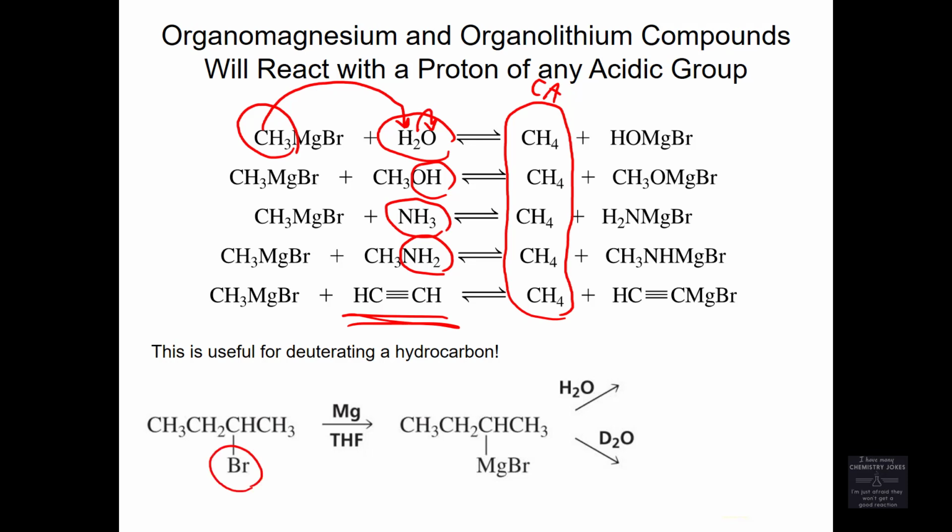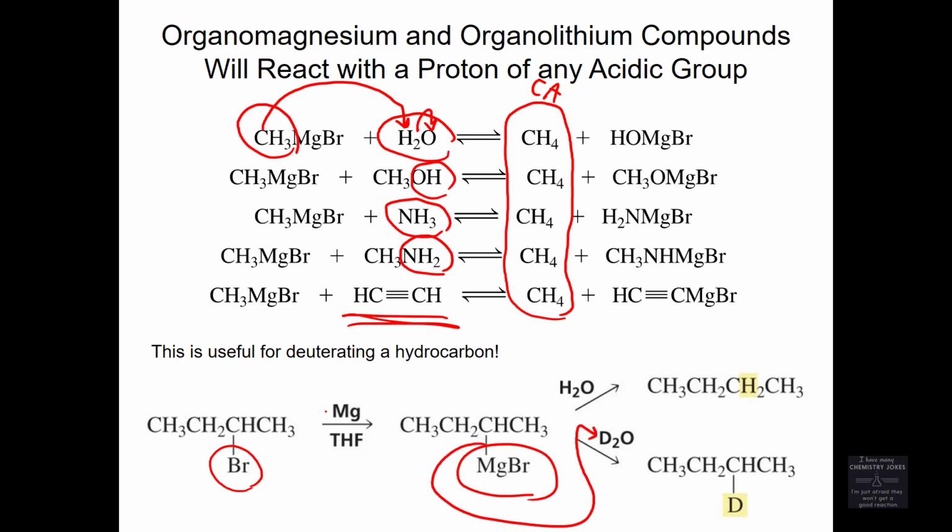If you have an alkyl halide and you add magnesium to it, the magnesium will squeeze itself between the carbon and the Br. If you add regular water, you get regular butane. If you add deuterated water, you get a deuterium in the place of where that MgBr was. The way the curved arrows would look are like this. Yep, you add a deuterated water, you get a deuterium in place of the MgBr.